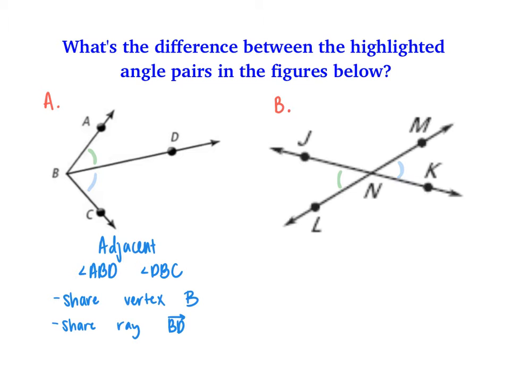So if we look at B, it's very, very different, at least for the two angles that we're talking about, which would be angle JNL and angle MNK. Remember that the vertex is listed in the middle. This time, the only thing that they share is the vertex N. They have no shared ray, and instead of being next to each other, they're almost across from each other. So we're going to learn more about those two angles in this video.